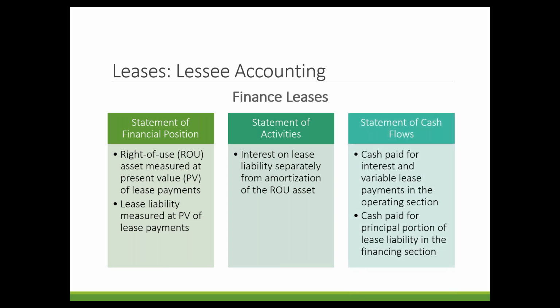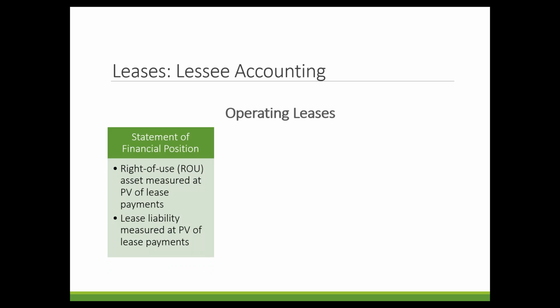And on the statement of cash flows, you're going to have your cash paid for interest and any variable lease payments in the operating section, while cash paid for the principal portion of the lease liability is going to be in the financing section. Operating leases, the statement of financial position is the same. You're still going to have your right-of-use assets measured at present value of lease payments and the lease liability measured at the present value of lease payments.